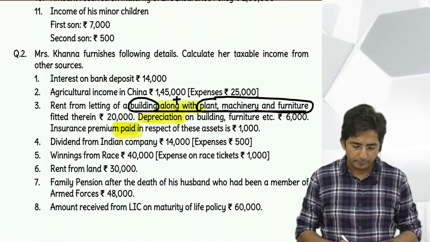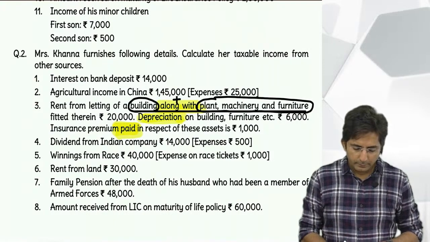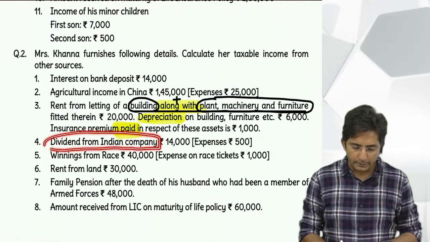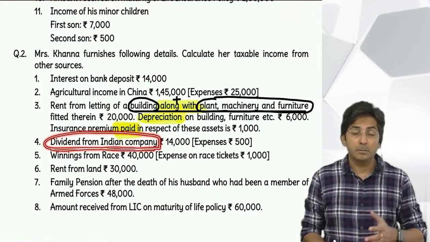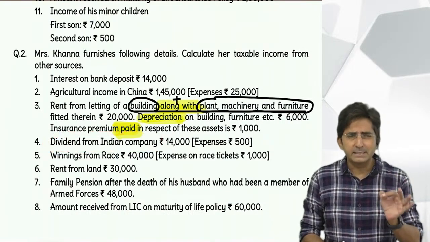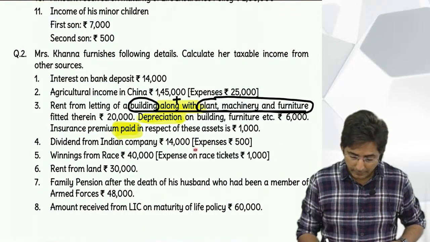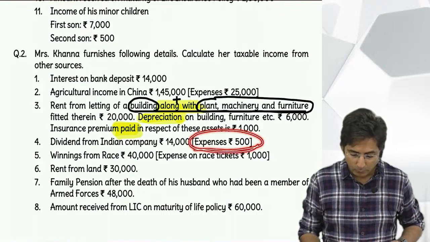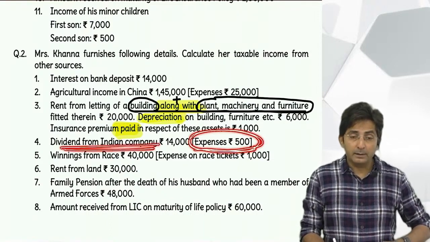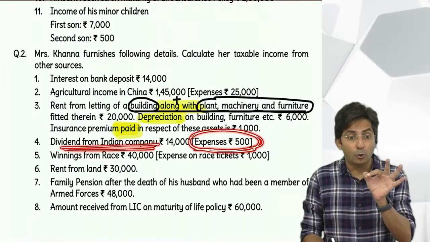Next point. We have done 1, 2, 3, then fourth point. Dividend from Indian company. See, this Indian company, foreign company doesn't make any difference. Huh? Sometimes they also give dividend from cooperative society. Once it is dividend income, it is taxable. But wait, expenses are given. Now, what is the rule for expenses in dividend income? Deduct all expense or only one? Only one, that is interest on loan.